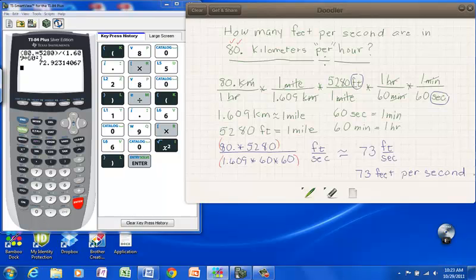So I hope those work for you in terms of making you feel a little more comfortable with unit conversions. If not, continue to ask questions and we'll keep working on this subject.